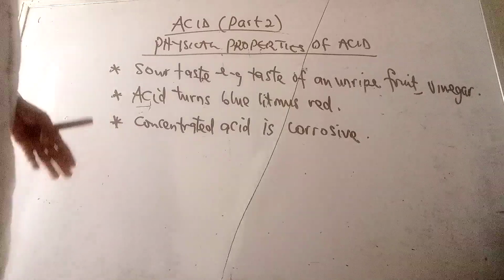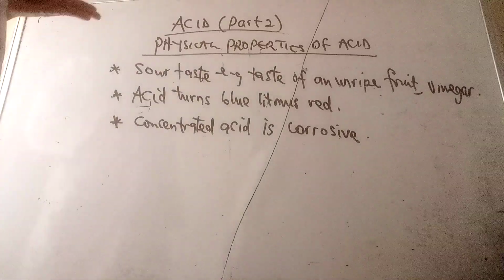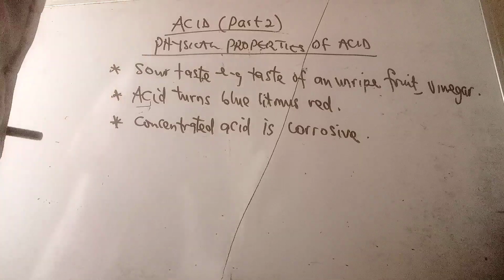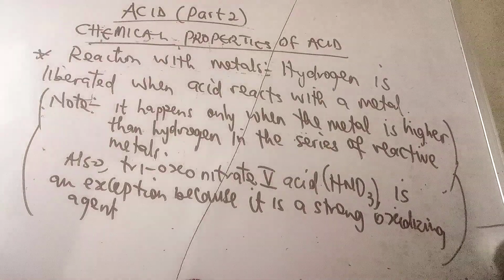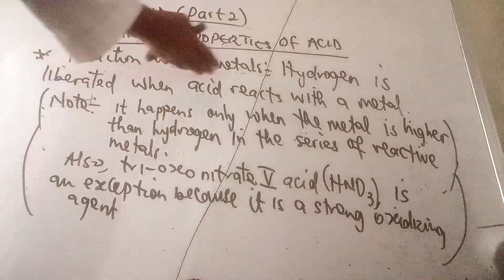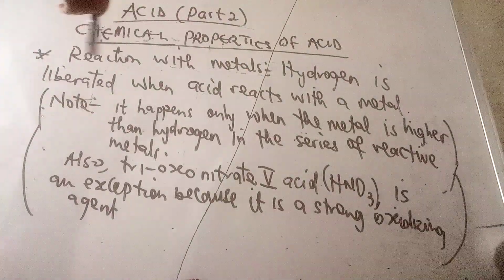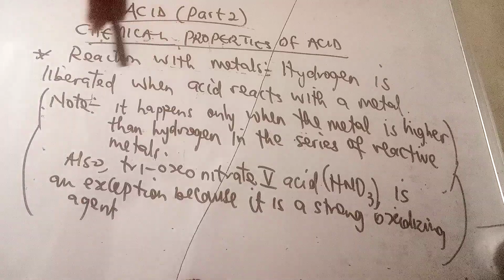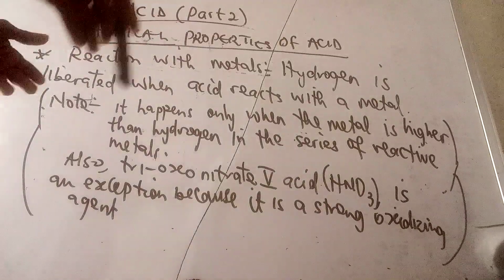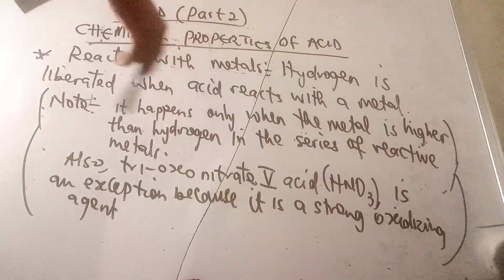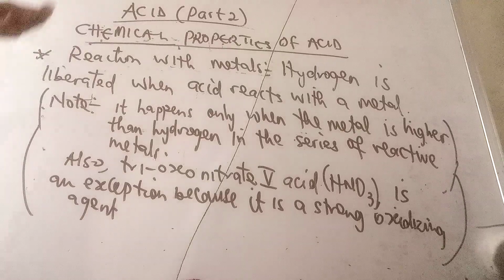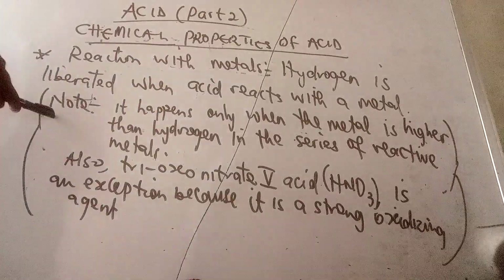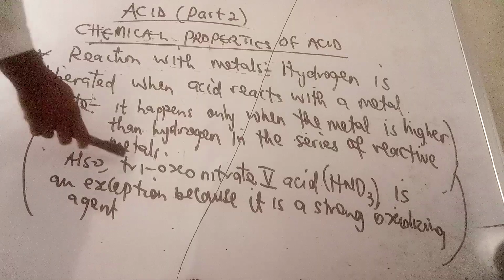So the next thing now is chemical properties of acid. All right. One of the chemical properties of an acid is reaction with metals. Anytime an acid reacts with a metal, hydrogen is liberated as a gas. But there is a condition to that, and that condition is what is written in the bracket.